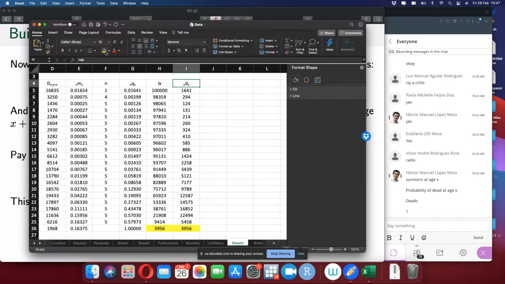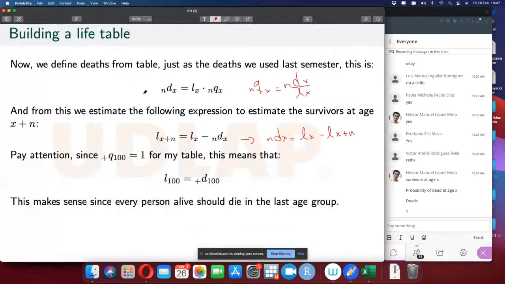So we have survivors, we have people dying. We could get the probability of surviving, but again, here we are just concerned about those who are dying, so we don't need the p for this thing.